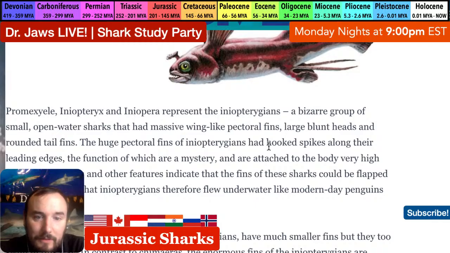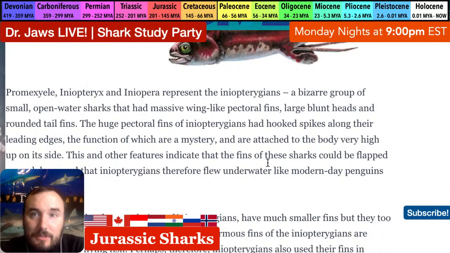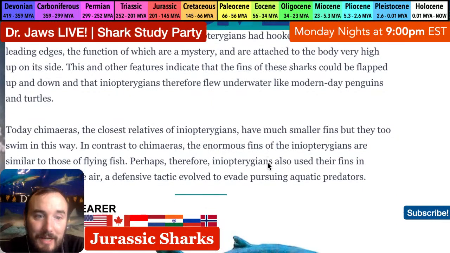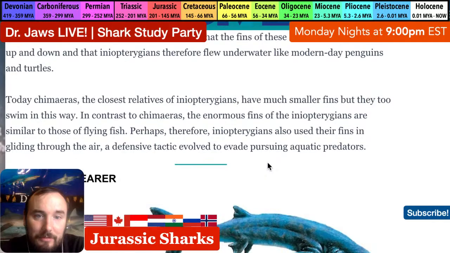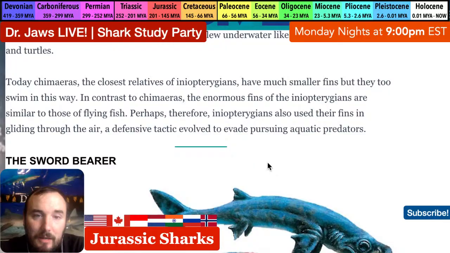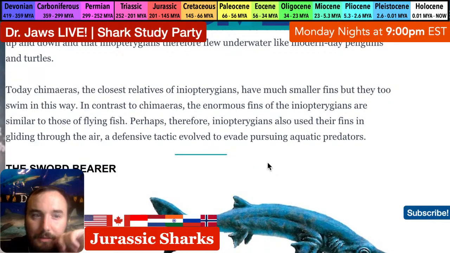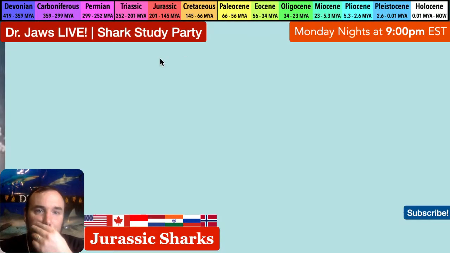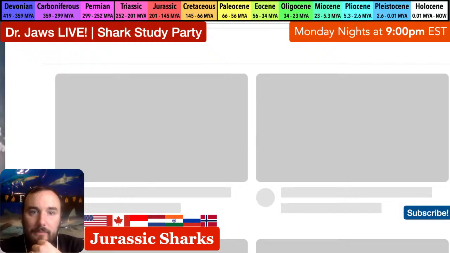This and other features indicate that the fins of these sharks could be flapped up and down, and that Iniopterygians therefore flew underwater like modern-day penguins and turtles. Today, chimeras, the closest relatives of Iniopterygians, have much smaller fins, but they too swim in this way. Oh, actually, interesting. Let's take a look at a modern chimera, because I think it would be good to kind of compare.